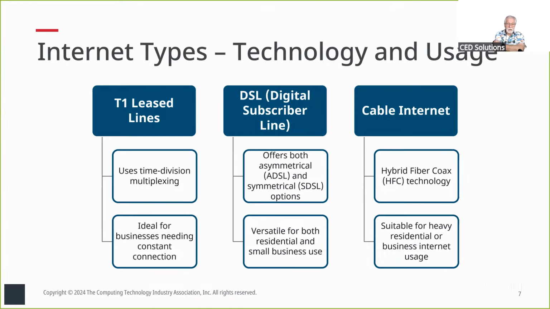The T1 lines, and the T1s and T3, the upgrade on that, used a technique called time division multiplexing, where they would have different signals going down the same line, but they were frames that were serialized. This frame was this type of protocol, this frame was this, and so on.